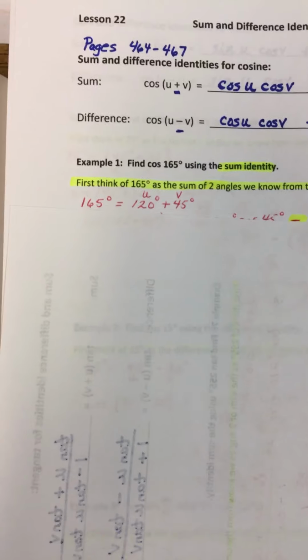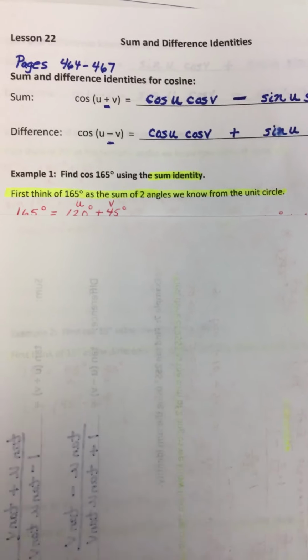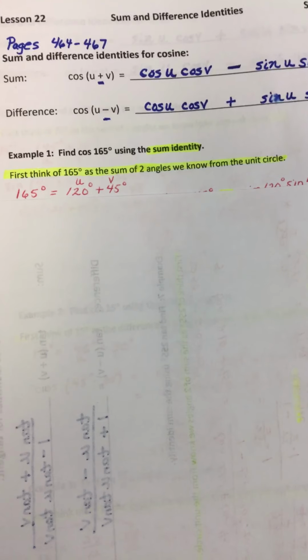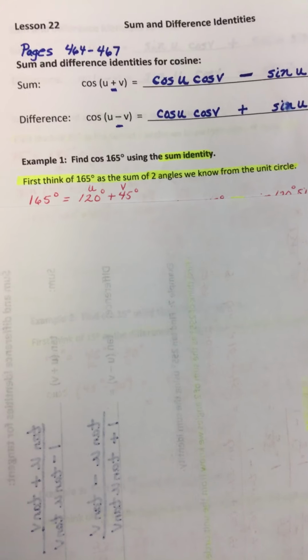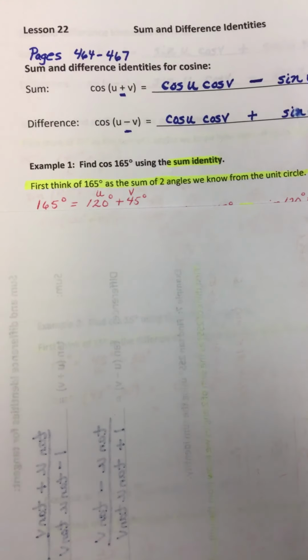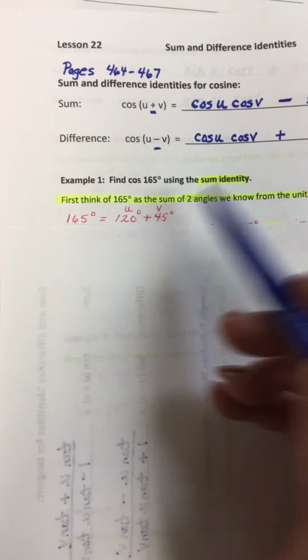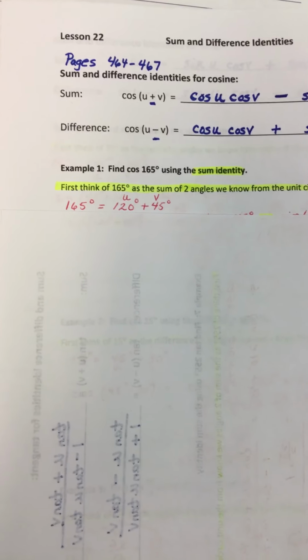Now that might be confusing to you because what in the world are V and U? So we want to look at an example here. I'm asking you to find the cosine of 165 degrees using the sum identity. So the first thing I have to do is think about 165 in terms of two angles that I know from the unit circle. I know the cosine of 120, and I know the sine of 120, and I know the sine and the cosine of 45. So I'm going to think about 165 as 120 plus 45. Now that is not the only combination that would work, so I don't want you to think that. But those are just two that I thought of.